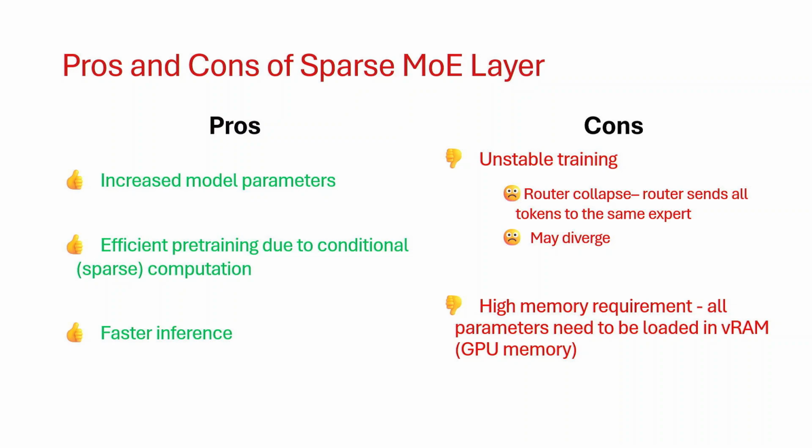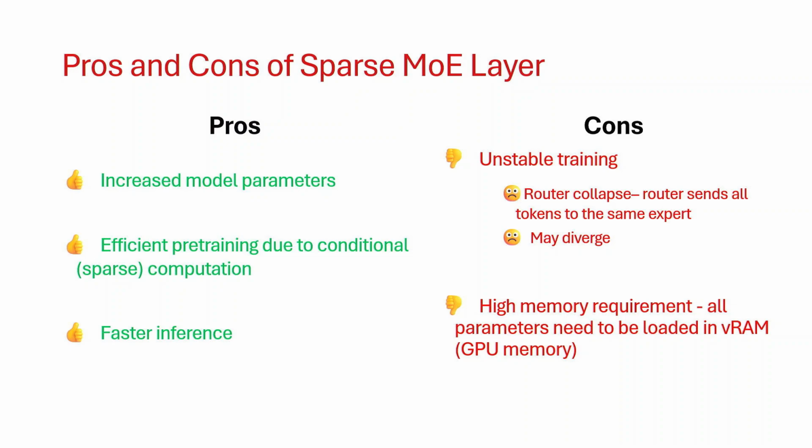We want pros, of course. We wanted to increase model parameters. We are able to do that. We wanted efficient pre-training. We achieved that due to conditional activation, right? Because only one expert is active. Conditionally, we are activating the neurons, and therefore we get faster inference as well.